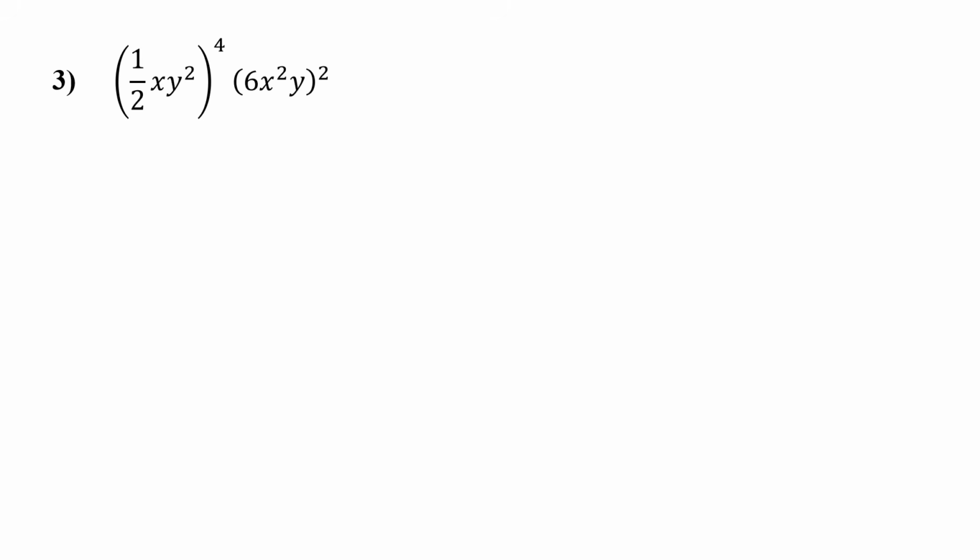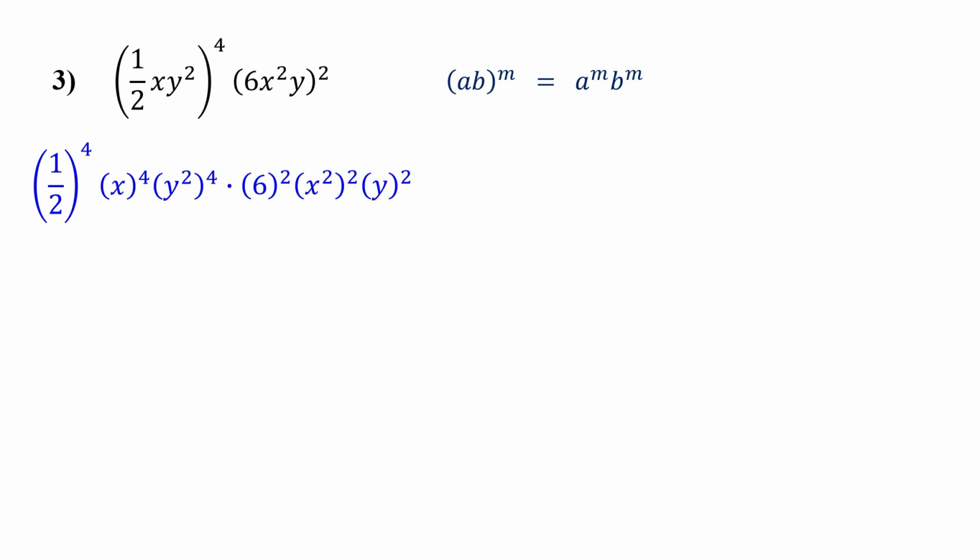Here we have two expressions each raised to a power and then multiplied together. Start by distributing the exponents to each factor inside each expression. So for the first expression, distribute the exponent 4. For the second expression, do the same with the exponent 2. Now simplify each piece one at a time.